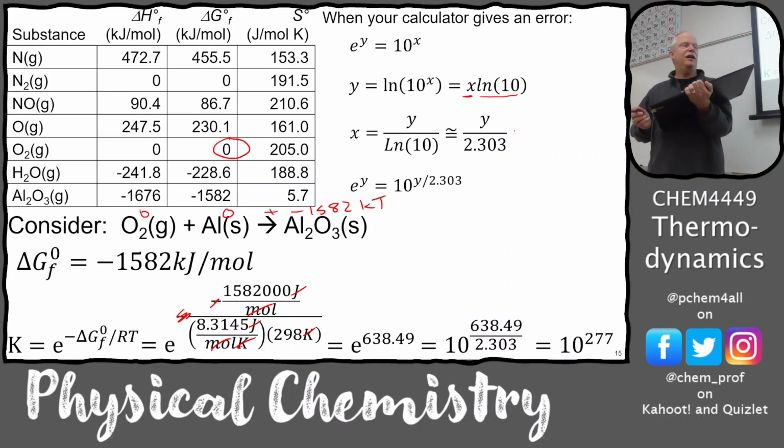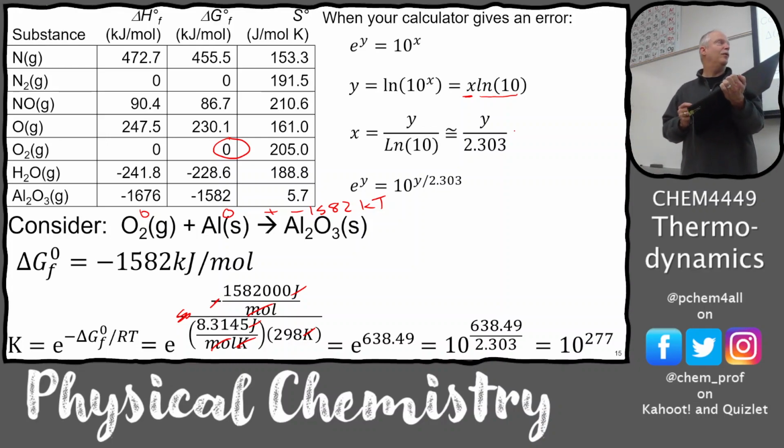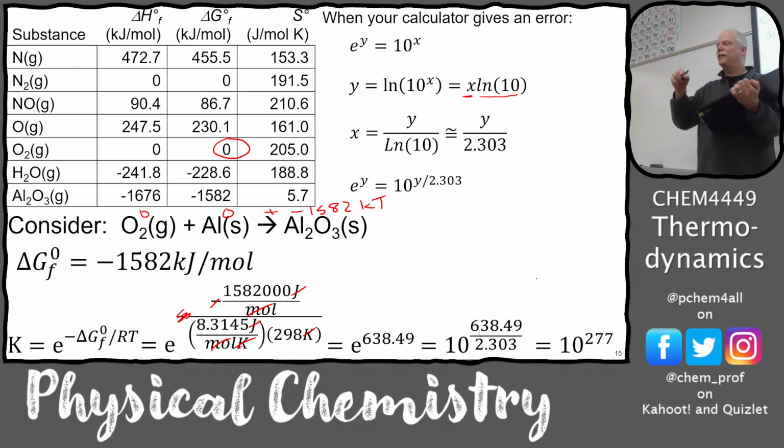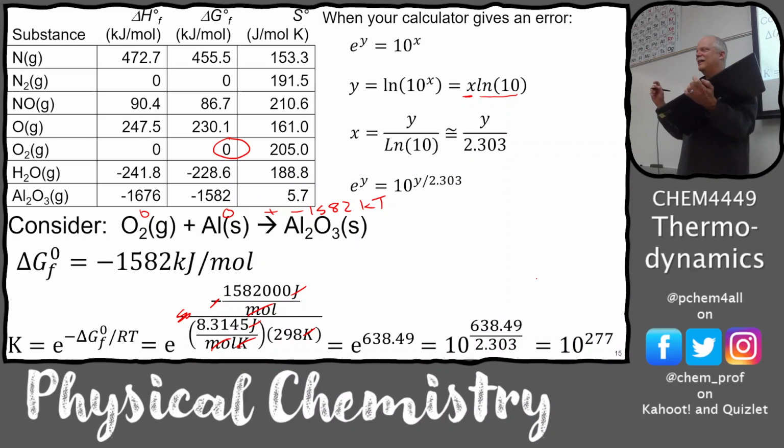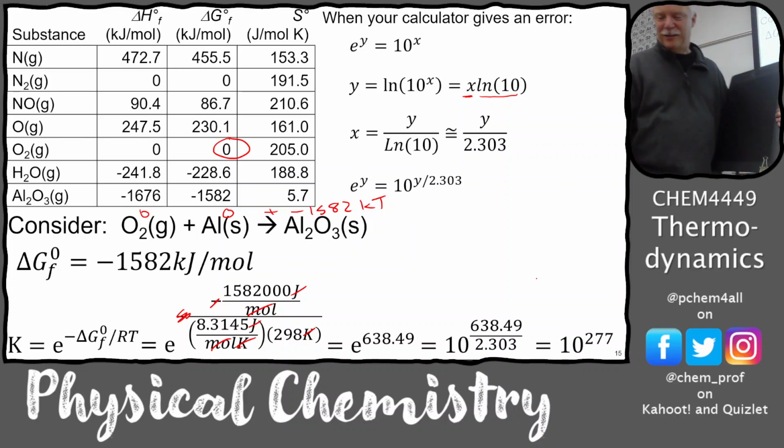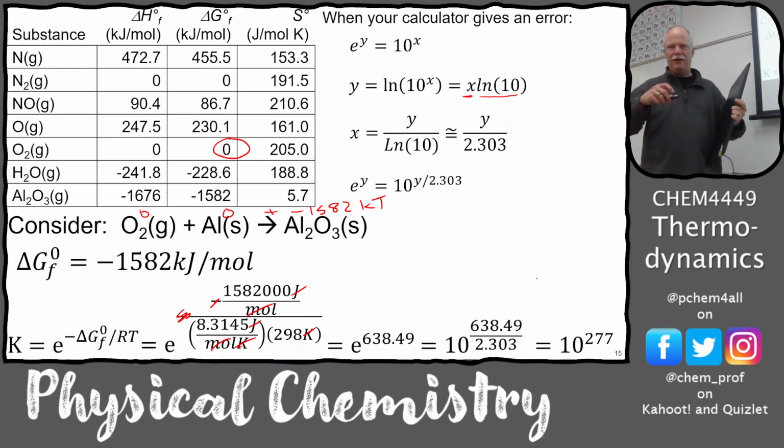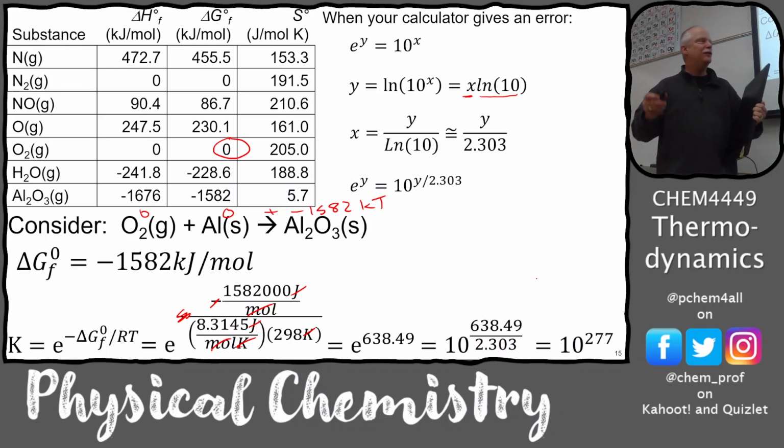Now, what's funny is I don't do it anymore, but when I first played around with this, I took the 277, because I divided the 638 by 2.3 and got 277, and then I hit 10 to the x. Well, if it couldn't do it in exponential space, it can't do it in 10 to the x space. So the log base 10 key, of course, gives an error as well. Your calculator just can't. It doesn't have a register big enough to hold that number.